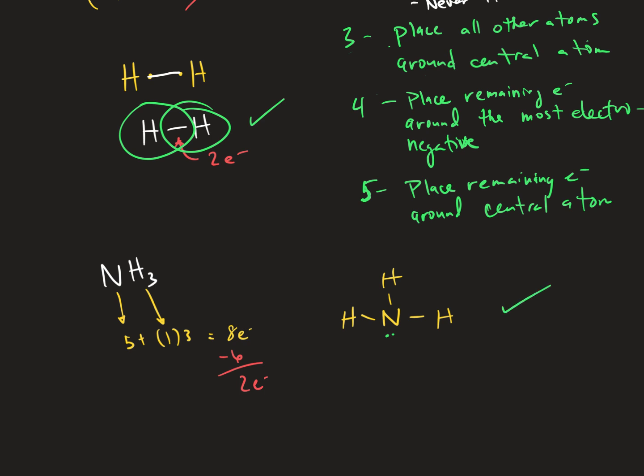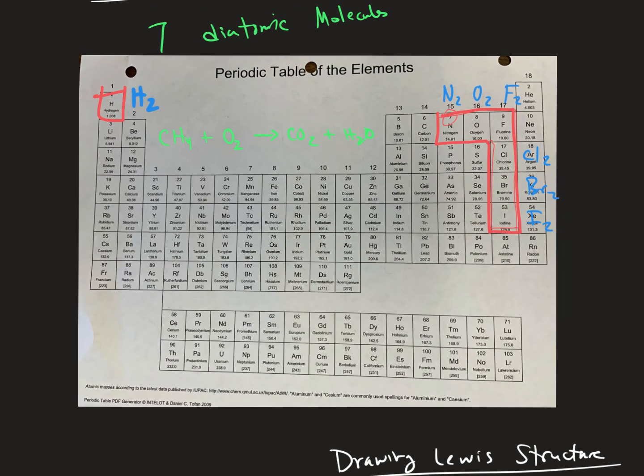We good? I don't get the octet. What does that mean? It means, well, go back to the periodic table. These guys have a complete octet, the noble gases, and every element wants to be like them, right? Because they're balanced. Because they have 8 valence electrons.